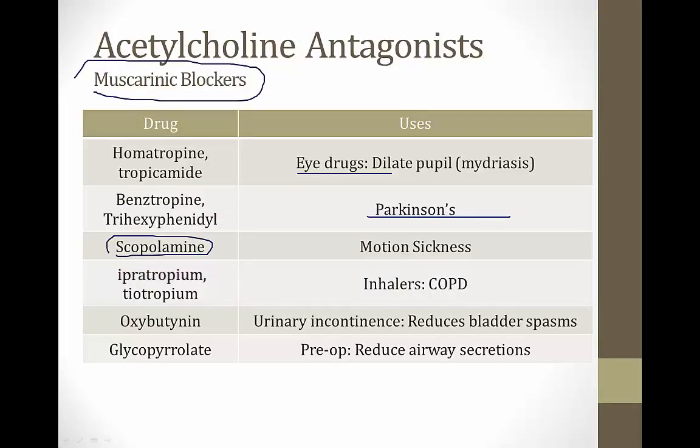Ipratropium and tiotropium are inhalers for COPD, so they lead to bronchodilation. Oxybutynin is given to women who have bladder spasms and urinary incontinence. And glycopyrrolate is given to dry up airway secretions. Sometimes we're going to do certain surgical procedures where we want the airway to be free of secretions.